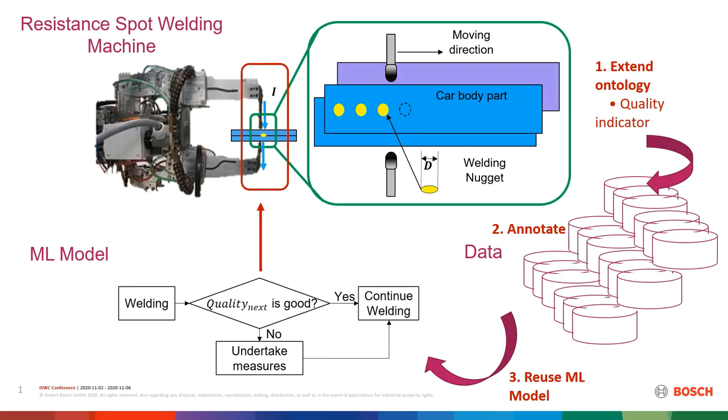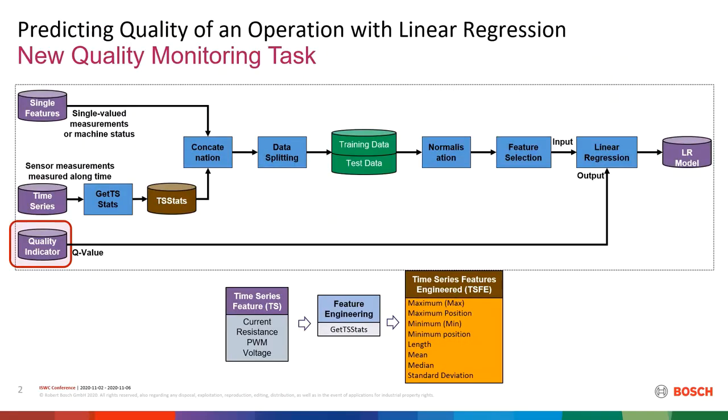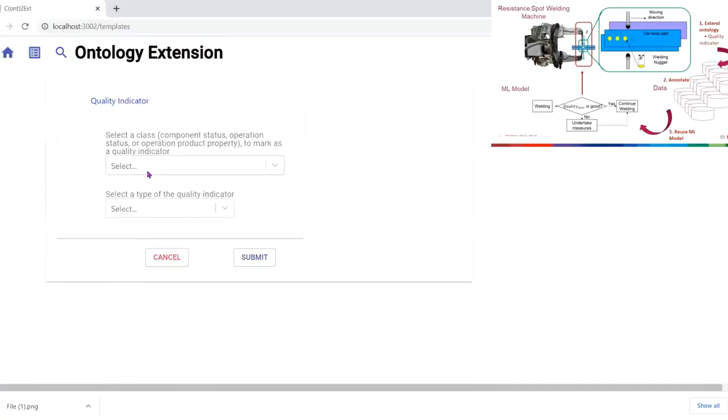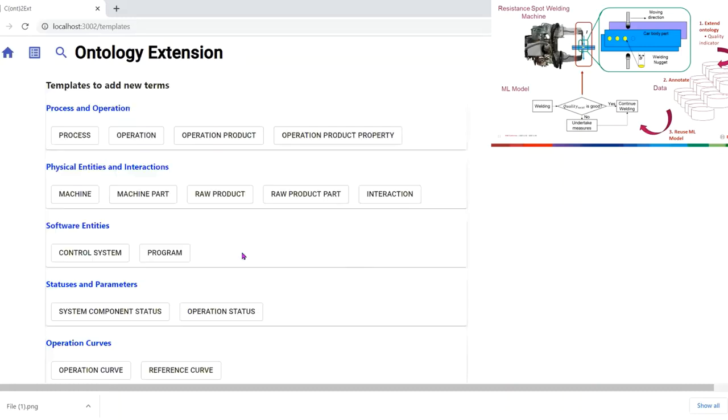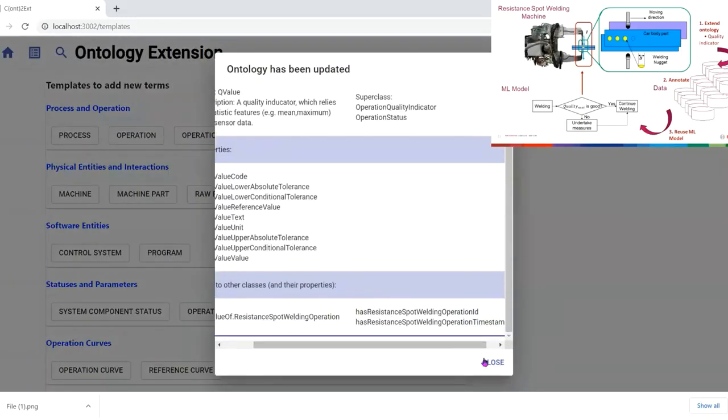In our scenario, we'll observe how we can change the quality monitoring task and make our pre-configured pipeline work for predicting Q-value instead of nugget diameter. As the input to our machine learning pipeline, we will use the dataset from the previous scenario and change the target variable. The template for quality indicators allows adding quality-related properties to already existing status parameters.